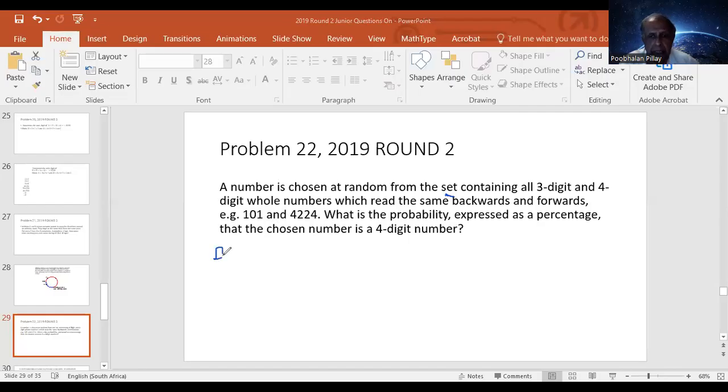So your set is 101 and a lot of numbers, you know, maybe 565. 4-digit numbers also. So you could have 9779 and so on. So you've got a whole lot of 3-digit numbers and 4-digit numbers, but they have this property. But the question is, what is the probability, expressed as a percentage, of you choosing a number at random from here? And you've got all the possible numbers here. What is the probability, expressed as a percentage, that the chosen number is a 4-digit number?